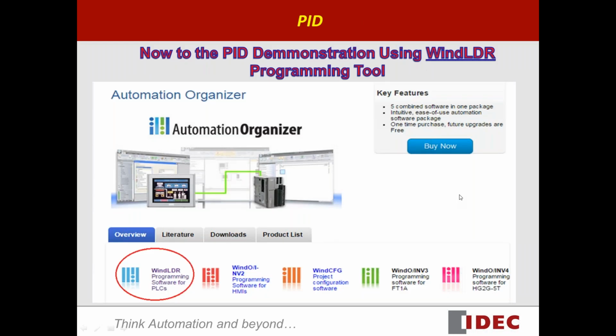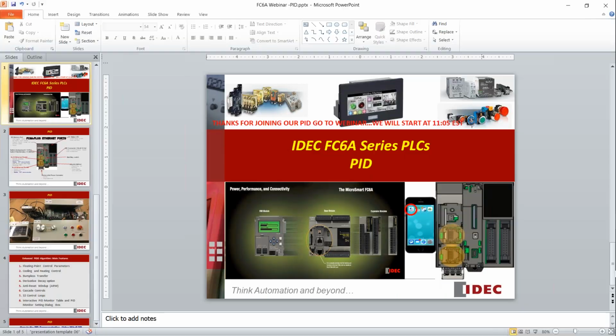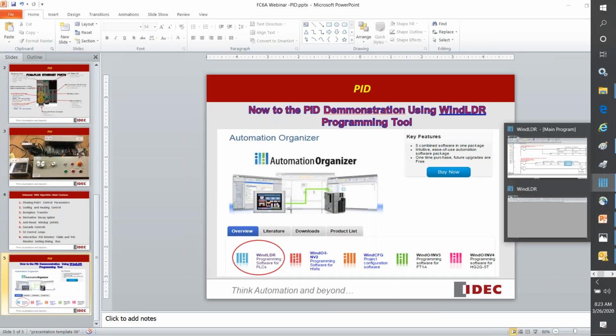For some of you who are joining for the first time, for the PID I'm going to use the PLC programming software, WinLDR, which is part of many tools in the Automation Organizer, which you can get as a courtesy of joining this seminar. You will get access to a free copy if you like. That's explained in the email you got from Aida. So let's launch the WinLDR software to demonstrate the PID.